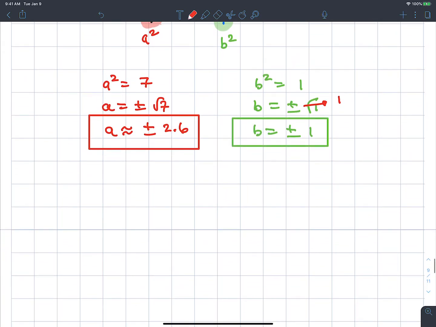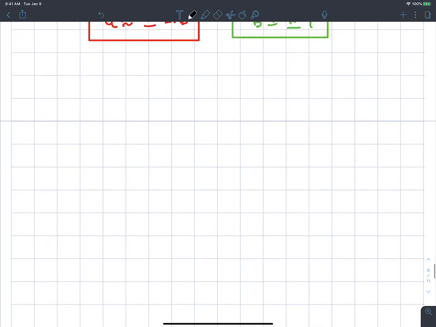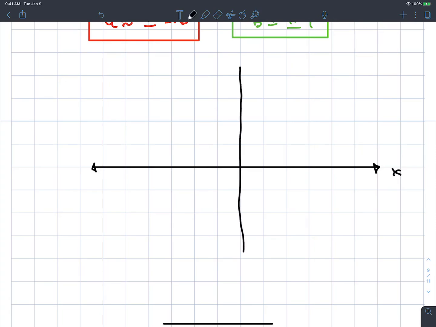Okay, so we found the intercepts. Now let's try to sketch this. I'm going to do the x-axis, then the y-axis, and do a little sketch here.